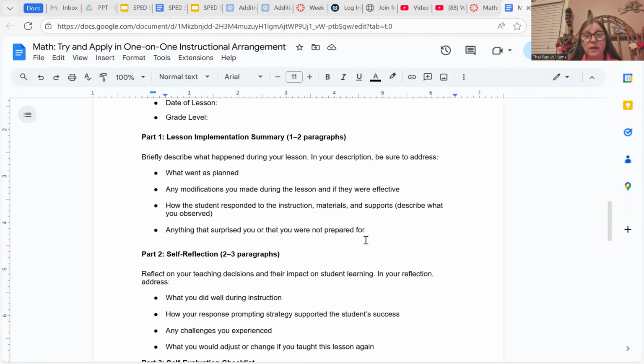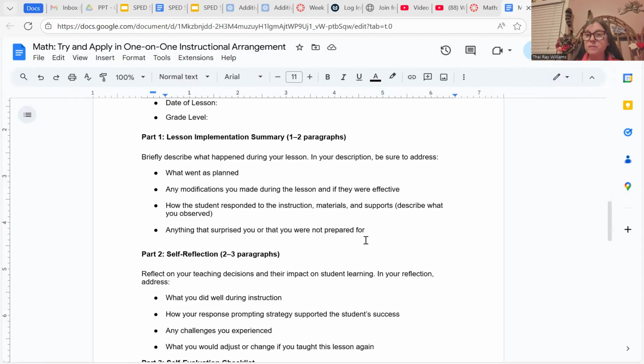After that, I want you to do a summary of your lesson implementation, and this is only 1 to 2 paragraphs. I'm not looking for an essay. Again, 1 to 2 paragraphs. But I want you to tell me what went as you planned. Did you have to make any modifications during your lesson? And if you did, were they effective? Because sometimes you can plan something and then you go into the lesson and you realize, whoa, I thought this was going to work. And then right there on the spot, you got to change it. So if you made any modifications, what were they and were they effective?